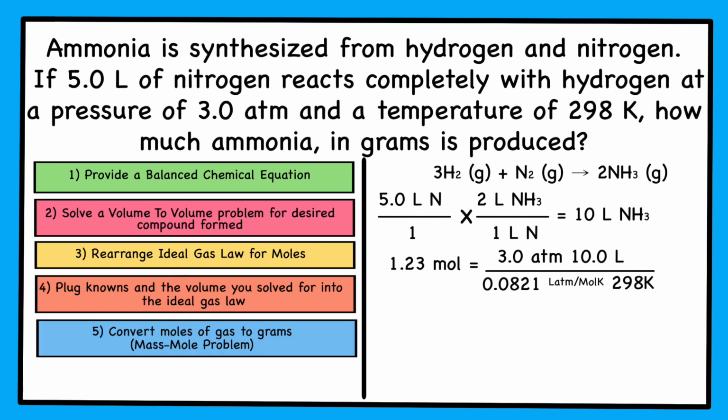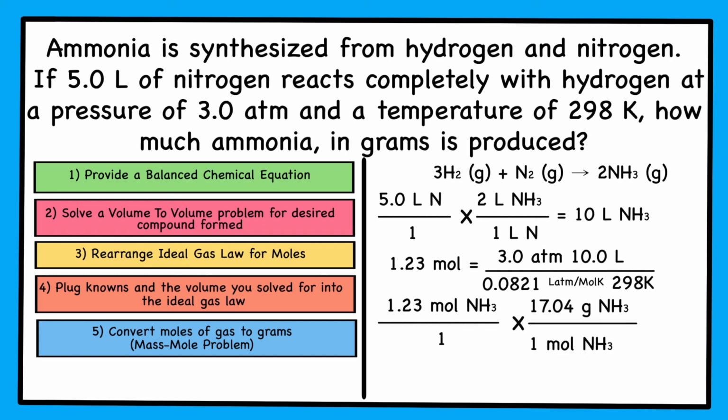My final step is to convert my moles to grams using my formula mass. So I'm going to put 1.23 moles of ammonia over 1 and multiply it by ammonia's formula mass, which is 17.04 grams of ammonia over 1 mole of ammonia. This gives me that there are 21 grams of ammonia produced from our 5 liters of nitrogen.